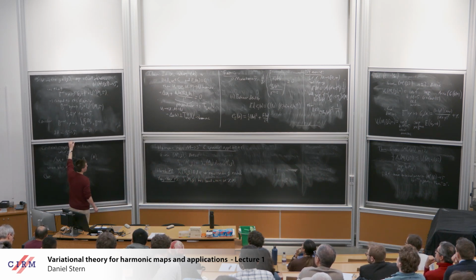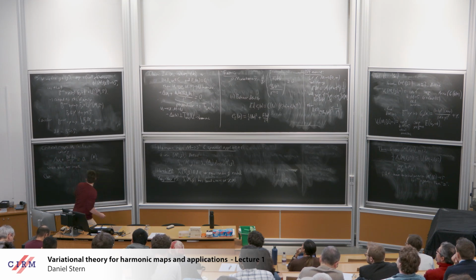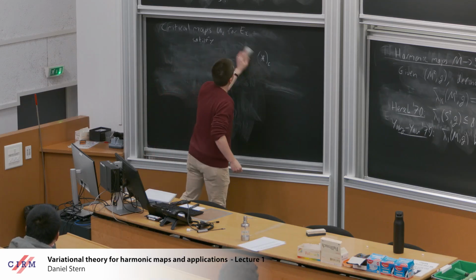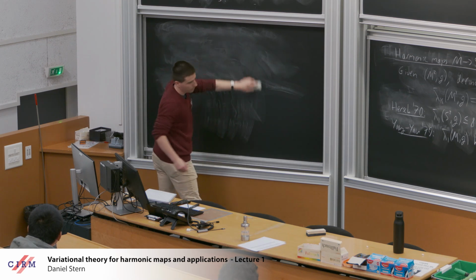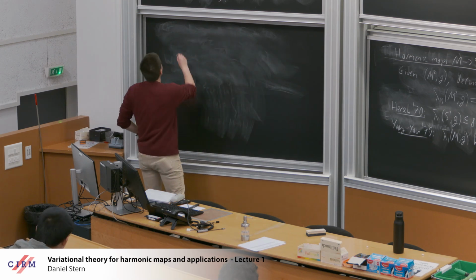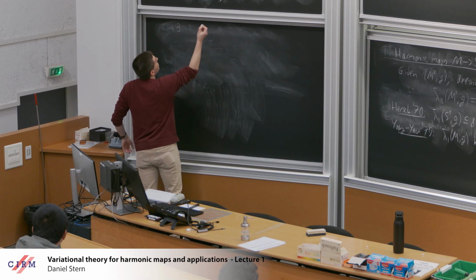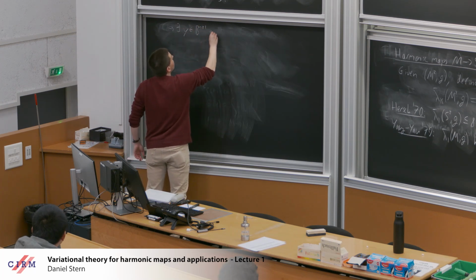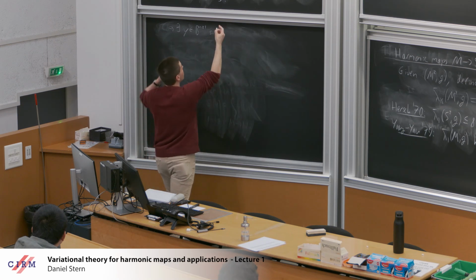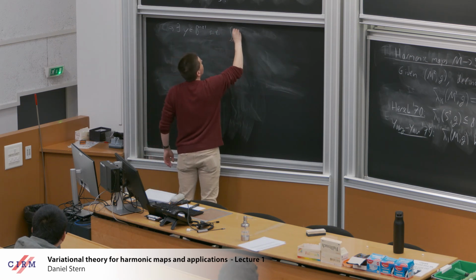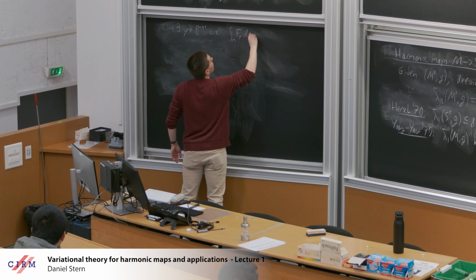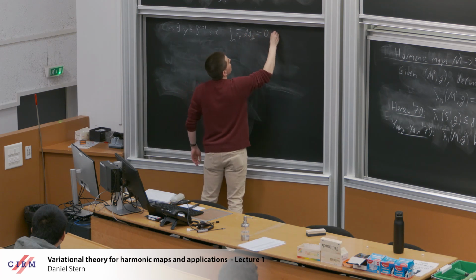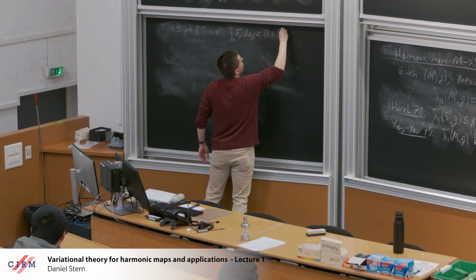So in particular, this tells us that there exists some y in B^{n+1} such that this average is 0, as a vector in R^{n+1}.